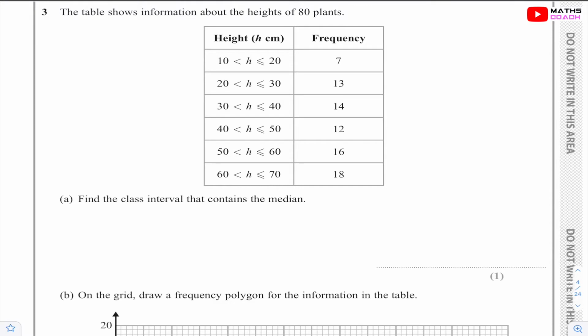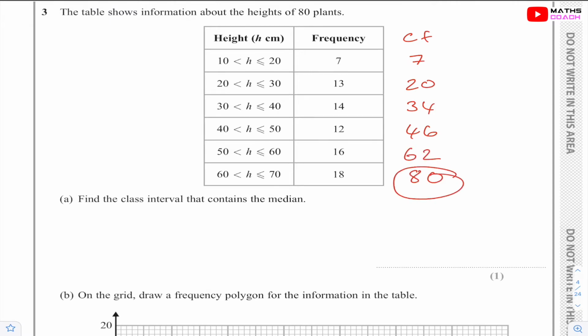This table shows information about the heights of 80 plants. Find the class interval that contains the median. The median is the middle number in a set of numbers. So to find that, we will draw a cumulative frequency column here, or we can add it to the side, and we just add the frequencies as we go along. So we have 7, we add the 13, we get 20, add the 14, we get 34, add the 12, you get 46, and you keep doing this, 62, all the way to 80.